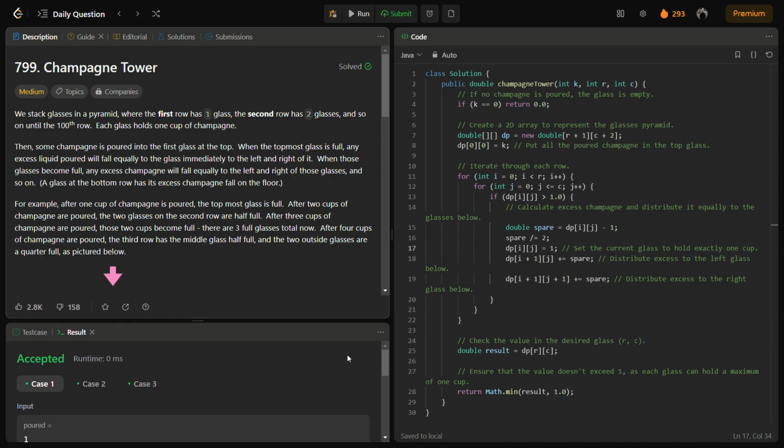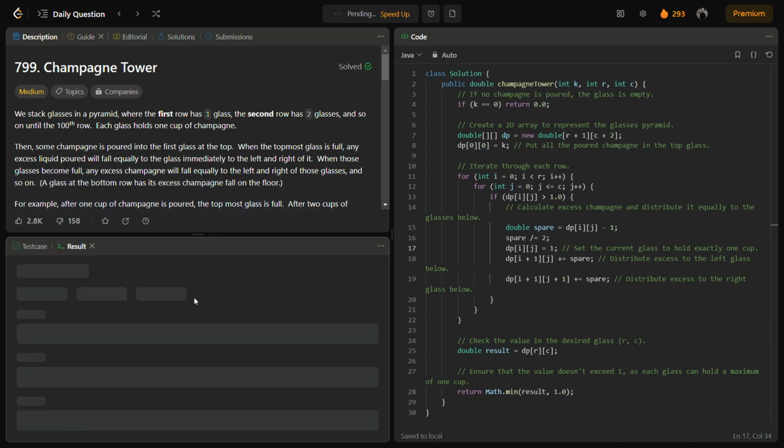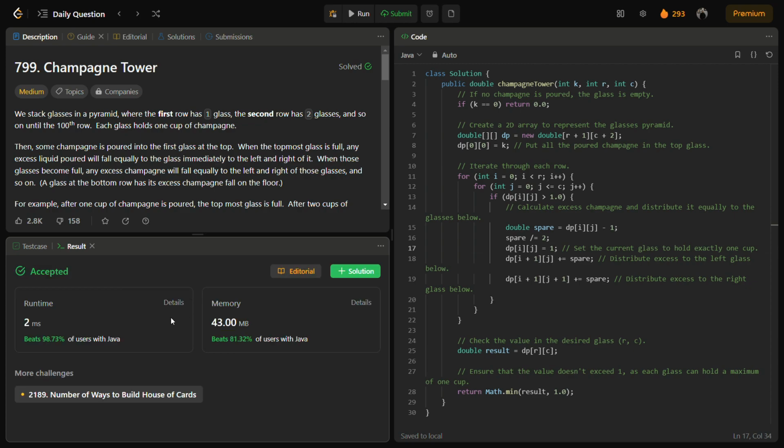Oh, it is running fine. Submissions. 98%, 81%. This is good. So coming to the time complexity.